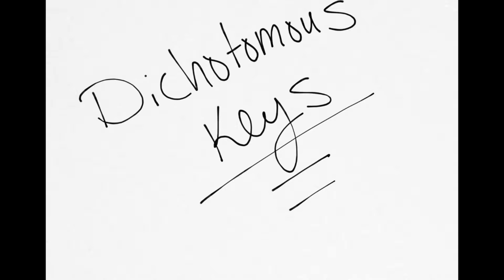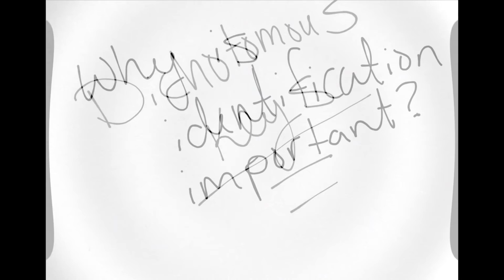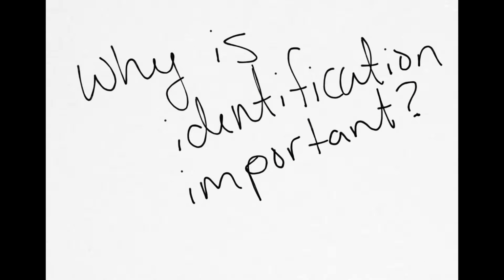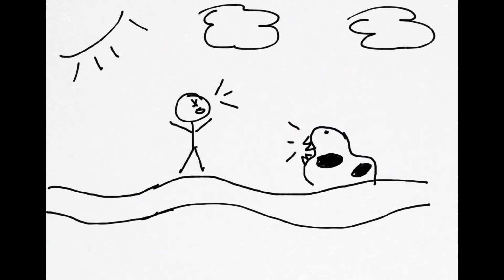Today's lesson is on dichotomous keys. So before we jump in, I have a question for you. Why is it important for us to identify animals? Okay. So here's a situation for you to help you answer the question.